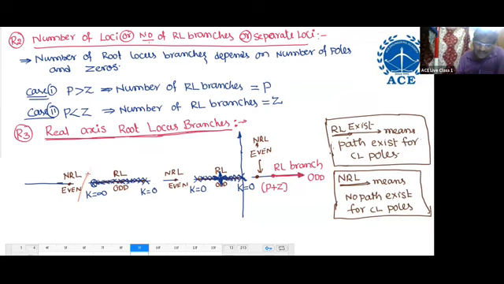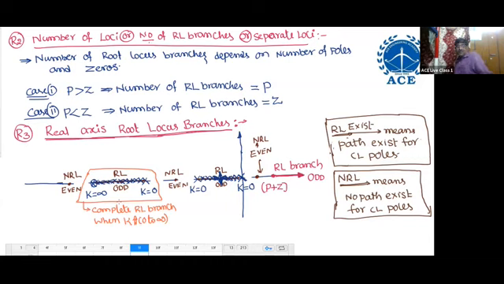Once the pole occupies the zero, then we can say it is a complete root locus branch, when K is increased from 0 to infinity. It is a complete branch. So once the pole occupies the zero, then we can say it is a complete branch.